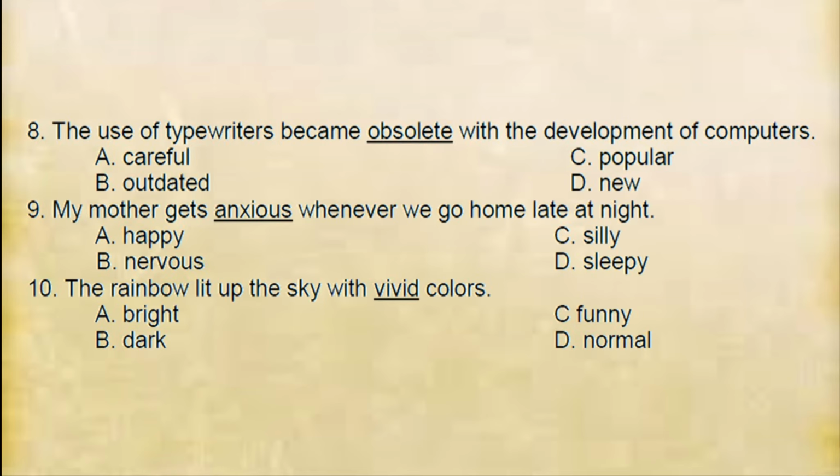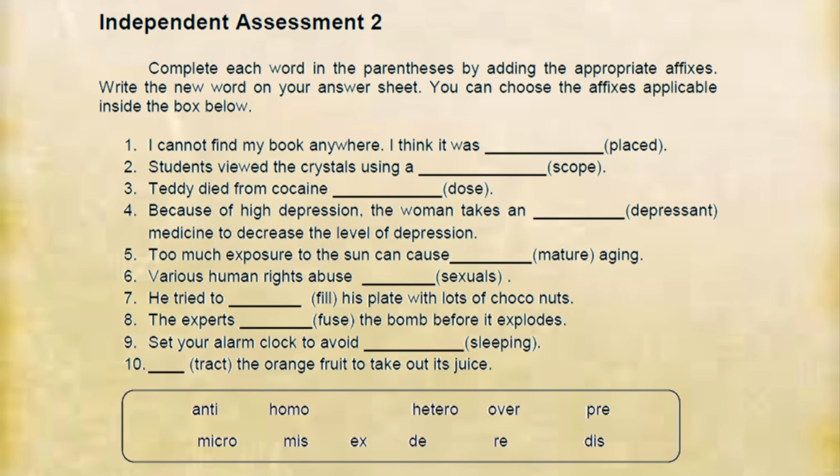A. Happy. B. Nervous. C. Silly. D. Sleepy. 10. The rainbow lit up the sky with vivid colors. A. Bright. B. Dark. C. Funny. D. Normal. Complete each word in the parentheses by adding the appropriate affixes.